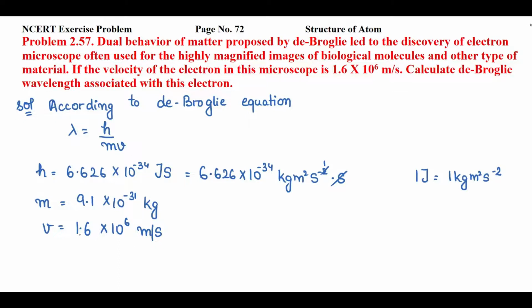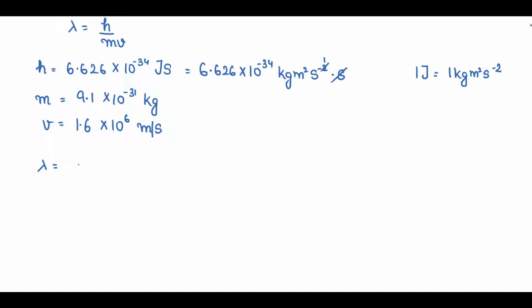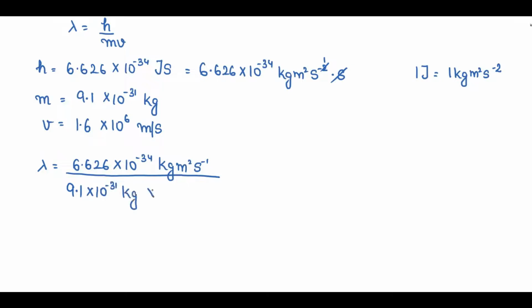Now we'll put the values. Lambda equal to h, 6.626 into 10 raised to power minus 34 kg meter square second inverse divided by mass of electron 9.1 into 10 raised to power minus 31 kg, velocity of electron 1.6 into 10 raised to power 6 meter per second. I'll cancel kg with this, 1 meter with 1 meter over here and 1 second inverse with this second inverse, right? Unit I am having is meter only.